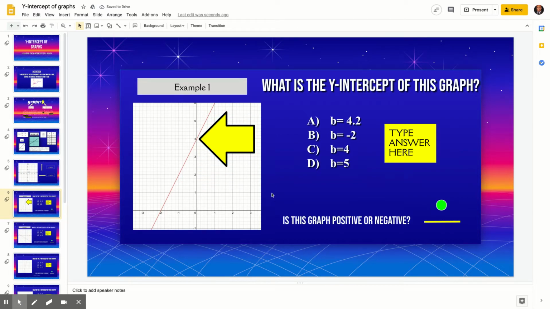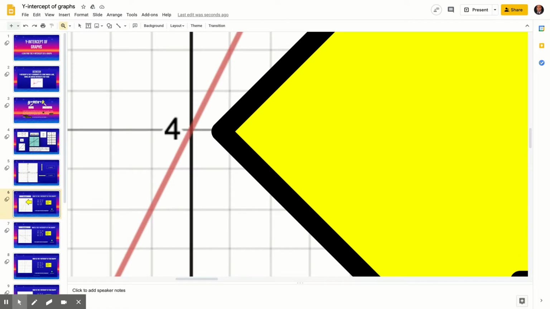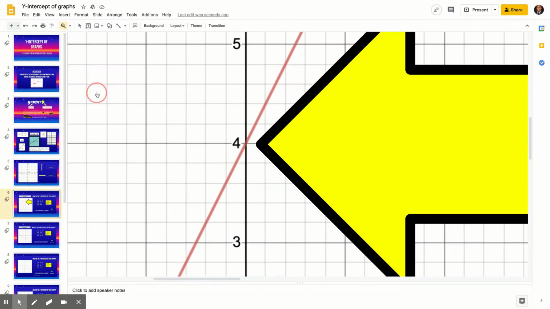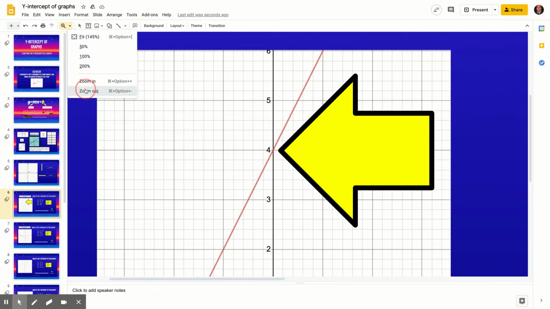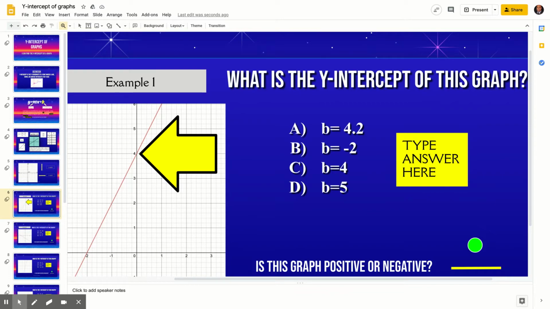For those of you who don't see it, let me super zoom in. I don't want any excuses. Look at that, our arrow is pointing right at the 4. So the red line crosses the y-axis at 4. Congratulations, you just found the y-intercept. Now I'm going to zoom back out, and say, which one matches 4? Is it A, B, C, or D?